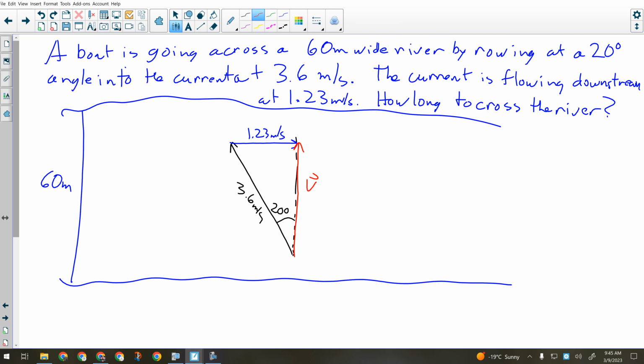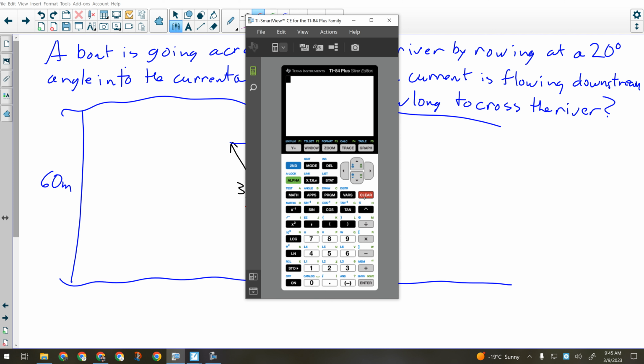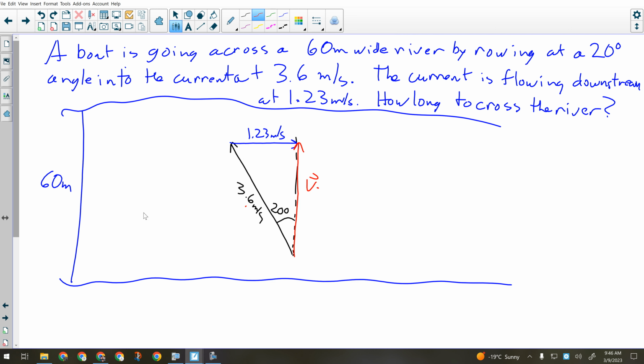Okay? Because when I row at an angle into the current, it actually slows me down. Okay, is everyone kind of following me on that? Right, if I row a little bit into it, it's a little bit harder work, so I don't go quite as fast. So my resultant is actually going to be smaller than the speed I'm rowing at. Okay? So 3.6 times the cos of 20. So 3.38 is going to be that side.